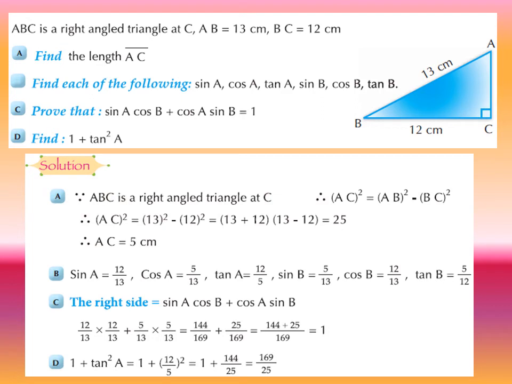Solution. First step, you should find the missing side length in the right-angled triangle, AC. Since ABC is a right-angled triangle at C, therefore AC squared equals AB squared minus BC squared. Therefore AC squared equals 13 to the power 2 minus 12 to the power 2 equals 25. Therefore AC equals square root 25 equals 5 centimeters.